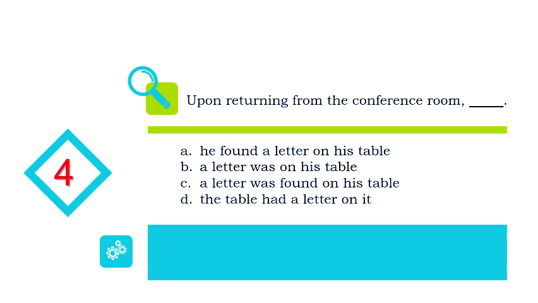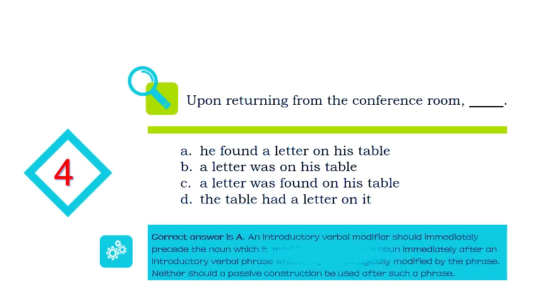And as we can see, we have a rule on how to use the introductory modifier or verbal modifier. And it says here, the introductory verbal modifier should immediately precede the noun which it modifies. And avoid using a noun immediately after the introductory verbal phrase which may not be logically modified by the phrase. Neither should a passive construction be used after such a phrase.